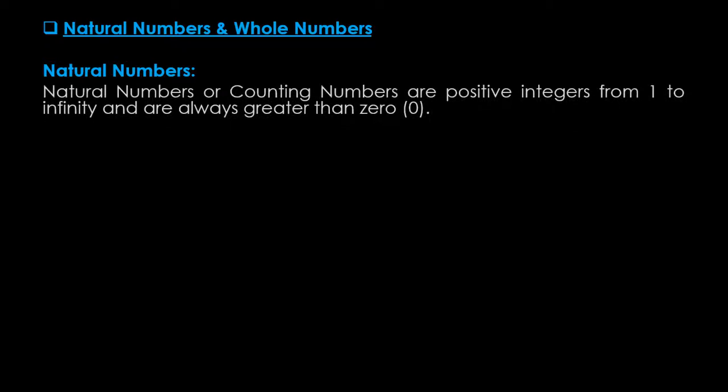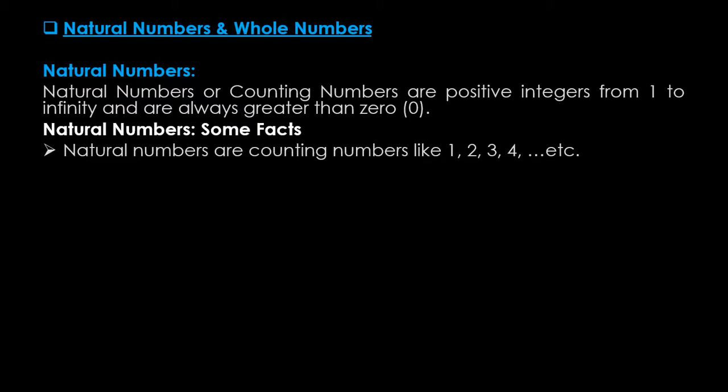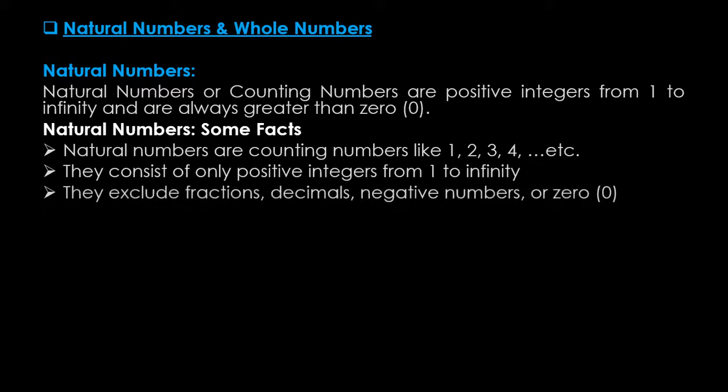Now, natural numbers and whole numbers. What are natural numbers? Natural numbers or counting numbers are positive integers from 1 to infinity and are always greater than 0. Let us discuss some facts. Natural numbers are counting numbers like 1, 2, 3, 4, etc. They consist of only positive integers from 1 to infinity. They exclude fractions, decimals, negative numbers or 0.